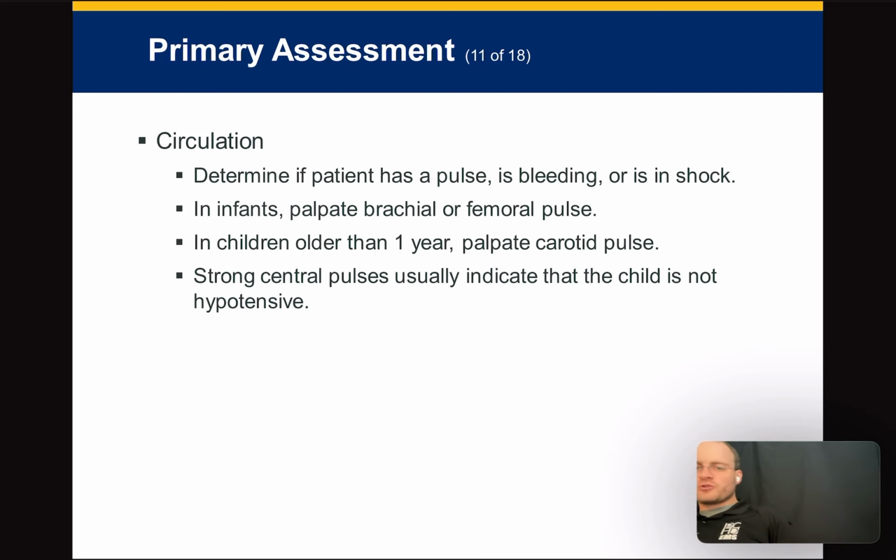A strong central pulse will usually indicate that the child is not hypotensive. What does that mean? If you can palpate a good brachial pulse, but the kid's kicking and screaming and you can't get a blood pressure for the third time, you could just document that they have a strong central pulse. That would be indicative of not being hypotensive. So sometimes we just have to use that. Like, oh, the patient has strong bounding pulses. Okay, well, they're normotensive or they're not hypotensive. And so we'll use that clinically.